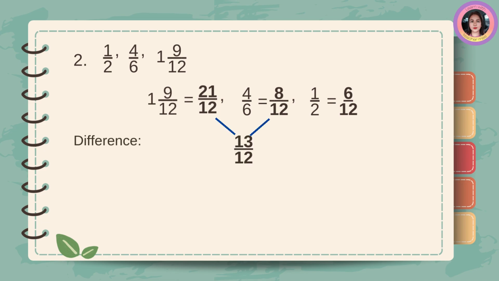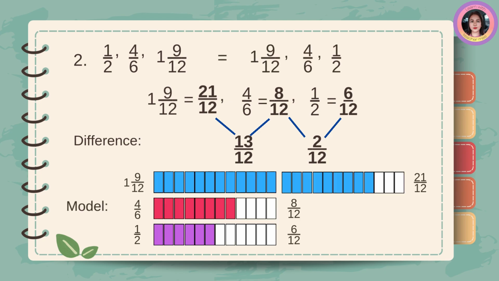The difference between 21/12 and 8/12 is 13/12. And the difference between 8/12 and 6/12 is 2/12. Look at the fraction bars. If we arrange the fractions in descending order, the first one is 1 and 9/12 or 21/12. The next one is 4/6 or 8/12. And the last one is 1/2 or 6/12.